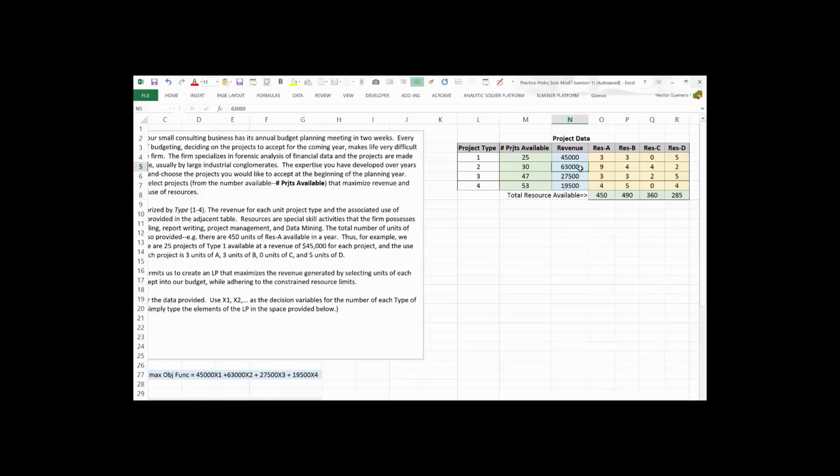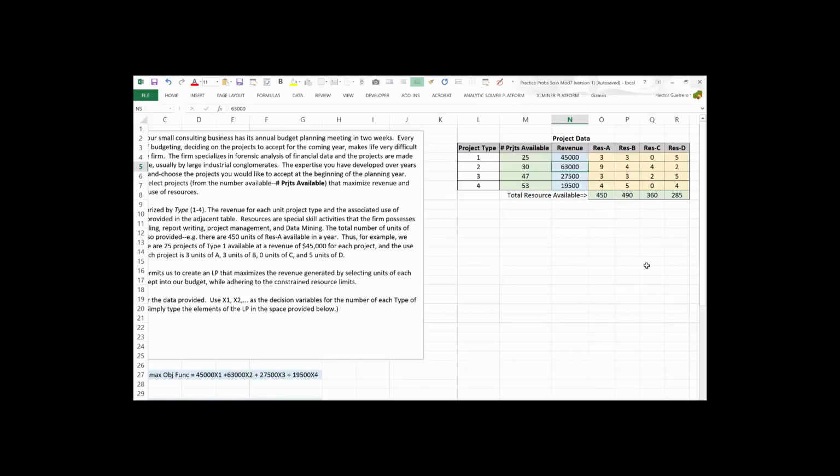So obviously I'd like to do as many of this project as I possibly can, but you can also see that associated with this type of project is pretty heavy usage of resources. We have 4 types of resources. We explain in the problem that they are different types of capabilities. Maybe they could be hours used in the production of a project. So the numbers here are larger than any of the other rows of numbers. Although we get a lot of revenue per project, we also use up a lot of resources.